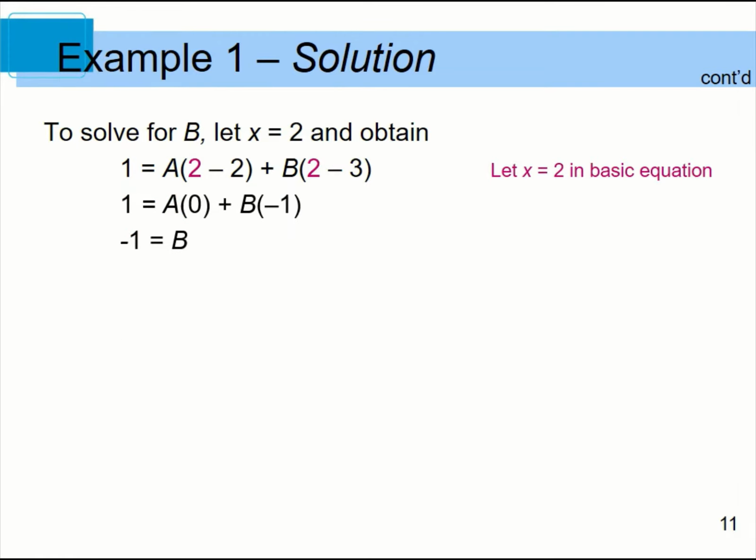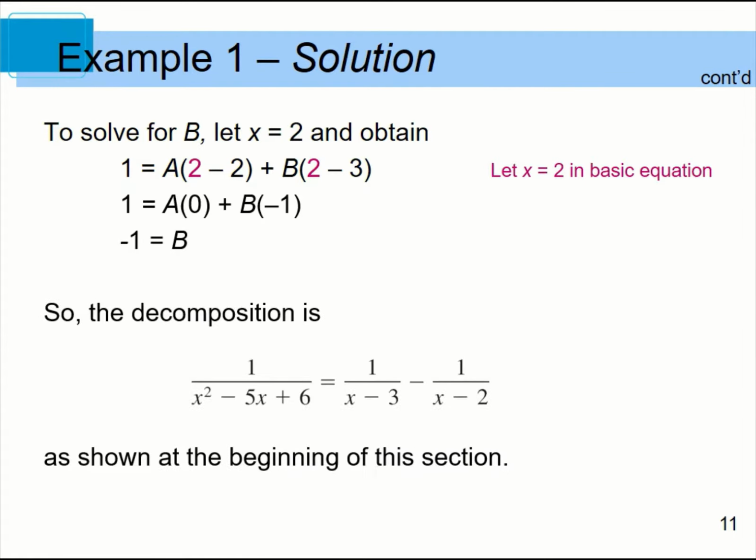When we have A and B, we can substitute back into the equation. Remember, we have A over x minus 3 plus B over x minus 2. Substituting A is 1 and B is negative 1, we can now decompose this into two fractions. This is called partial fractions.